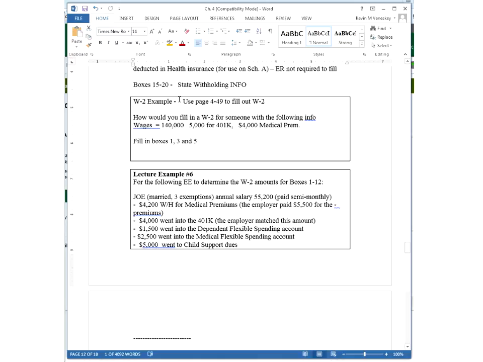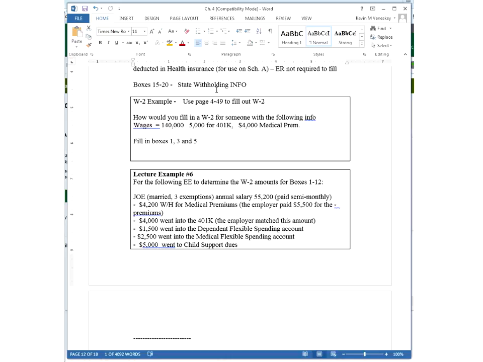Okay, boxes 15 through 20. That's going to be at the very bottom of your W-2. Going to be your state withholding information. So box 15 is the state. 16 shows how much your wages were in state wages. Almost always box 16 and box 1 are going to be the same, because usually the state goes by your federal wages. And then box 17 would be how much you had taken out for state income tax.